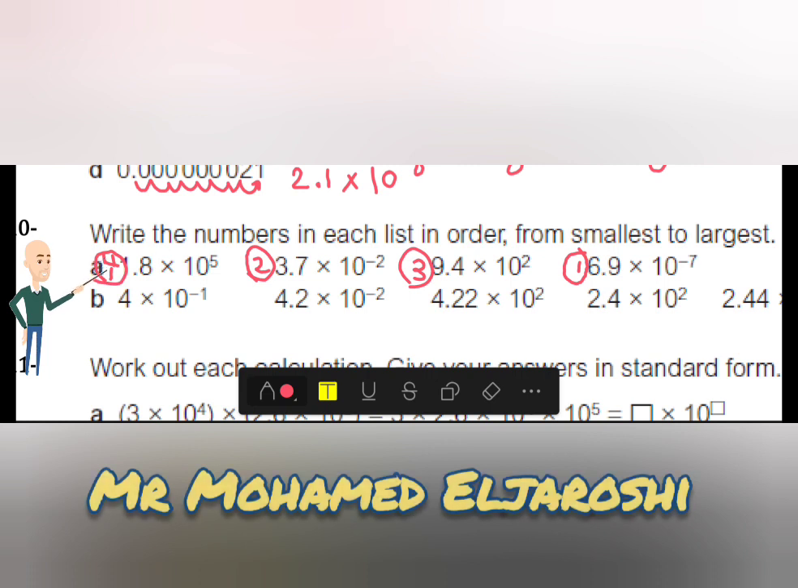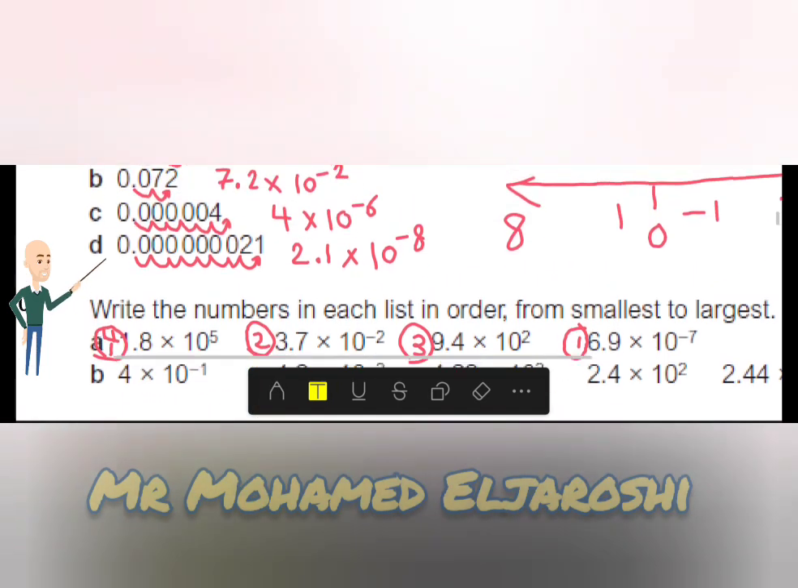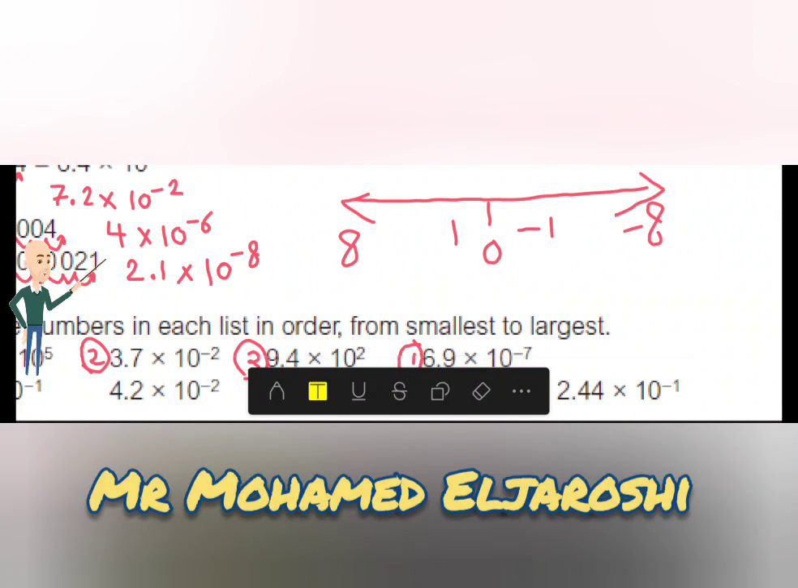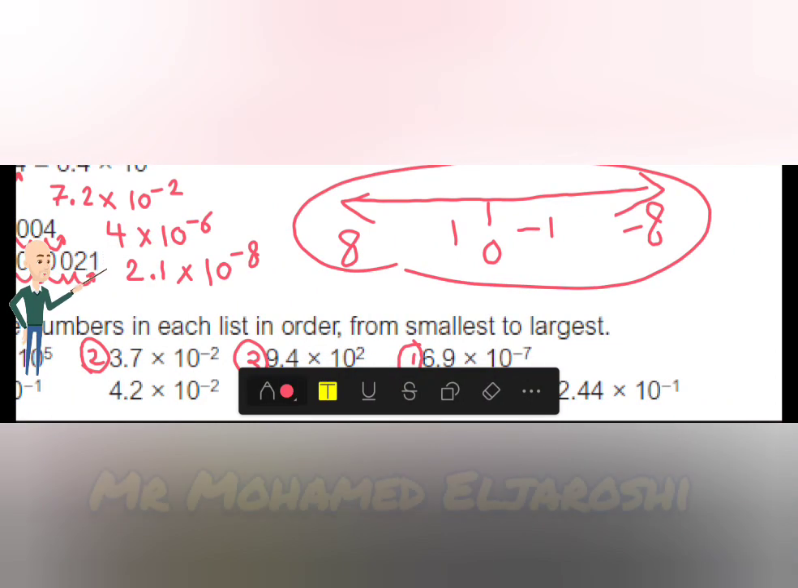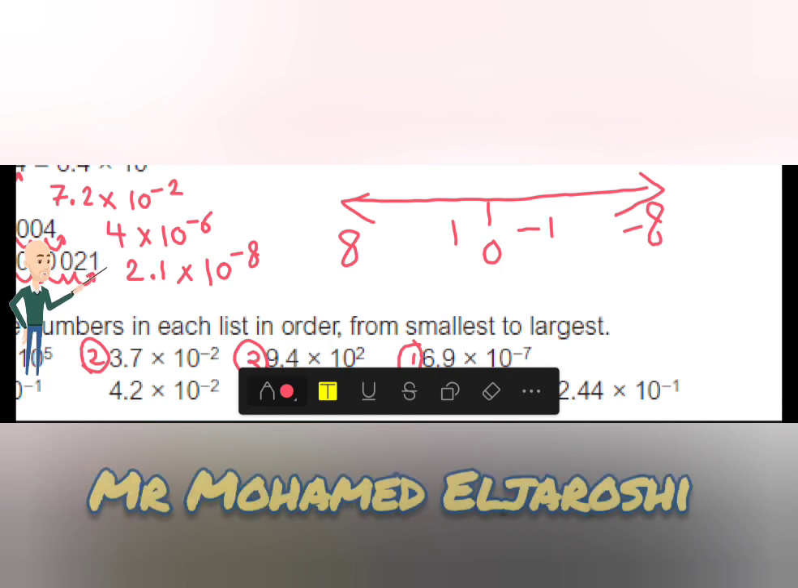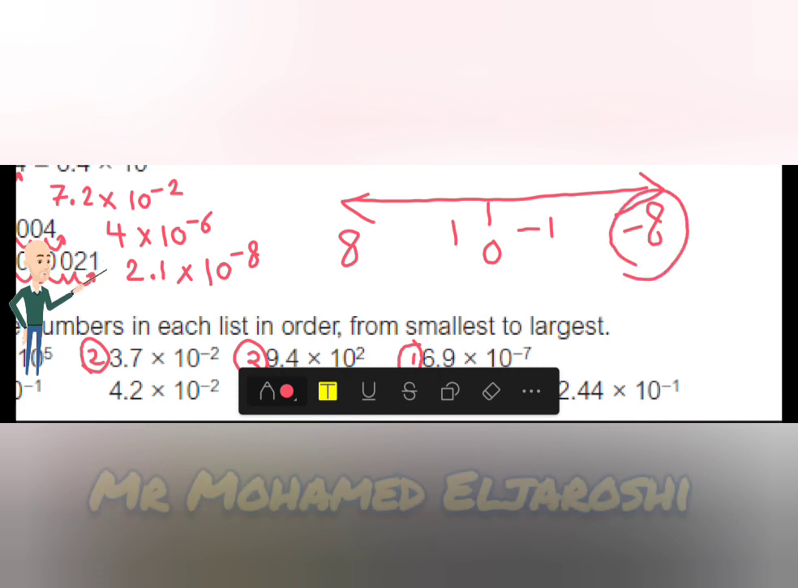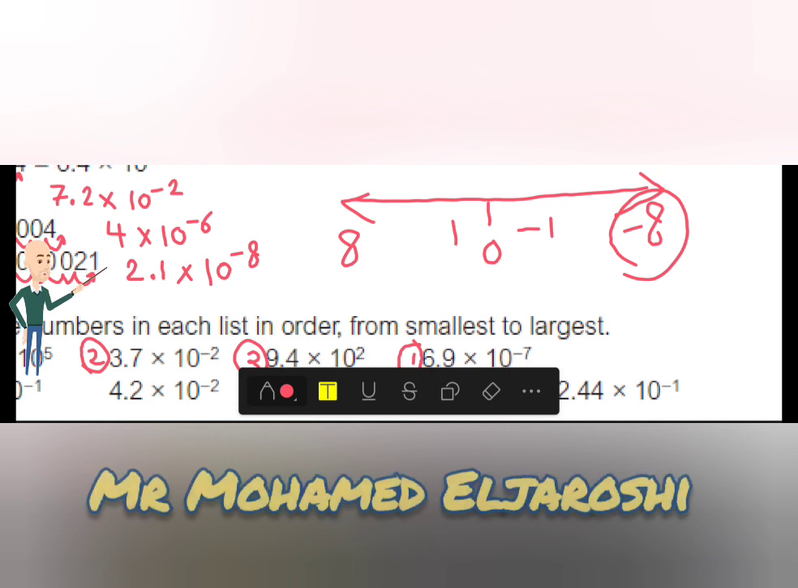So again, let me tell you the idea. How do we find the smallest number? By using, very good, number lines. Now, the smallest number has a negative power, okay? And the biggest number in negative powers. So if you find two negative powers, you look for the biggest number in negative powers. So it's going to be negative 8 here. Very good. Now, let's move on.